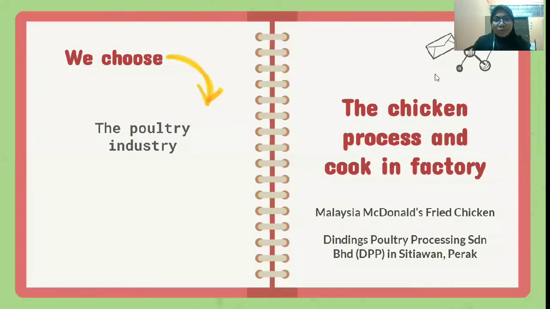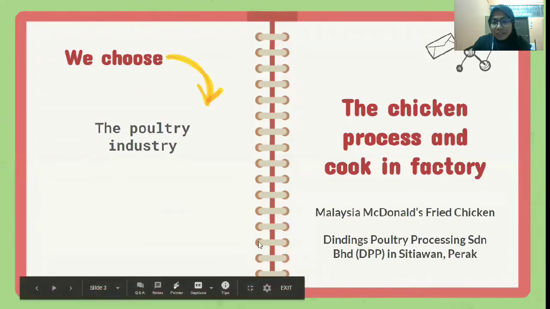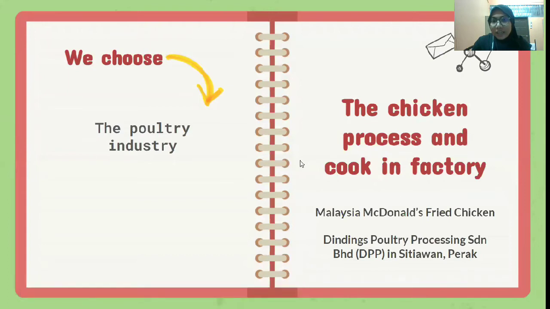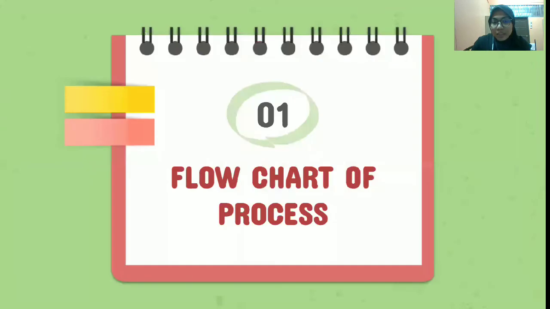Okay, our group chose the poultry industry, and the process is chicken processing and cooking in a factory. As an example, we chose Malaysia McDonald Fried Chicken Company and Dinding Poultry Processing Siam Berhad in Setiawan, Perak. This is the example of a chicken processing company. The flowchart will be presented by Liana.